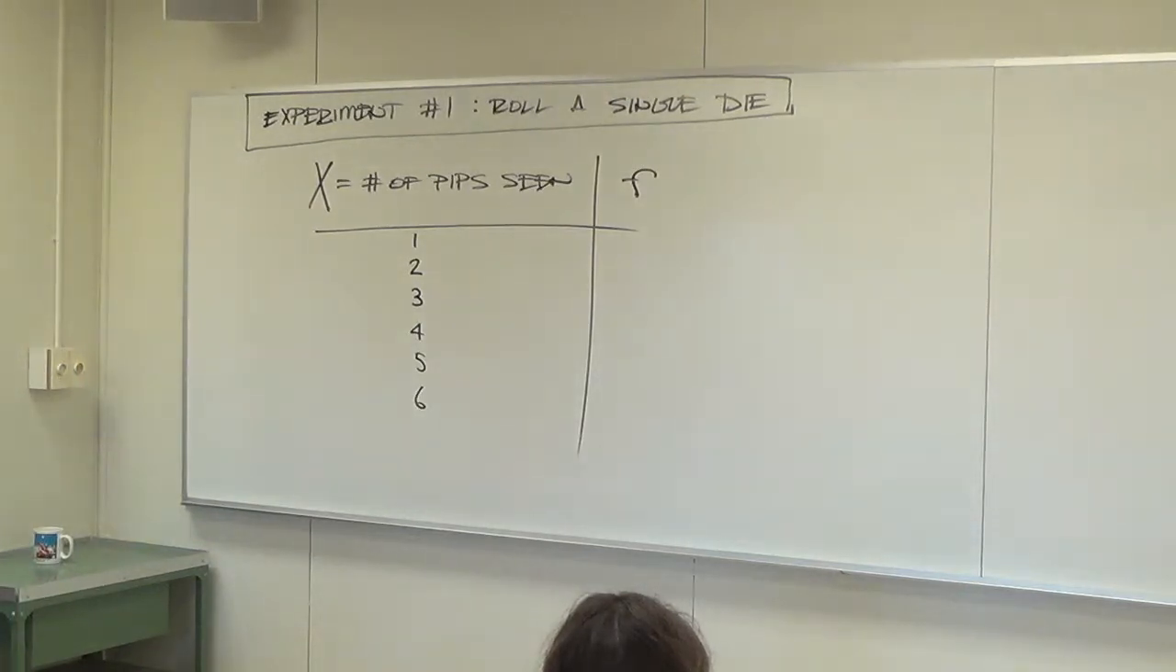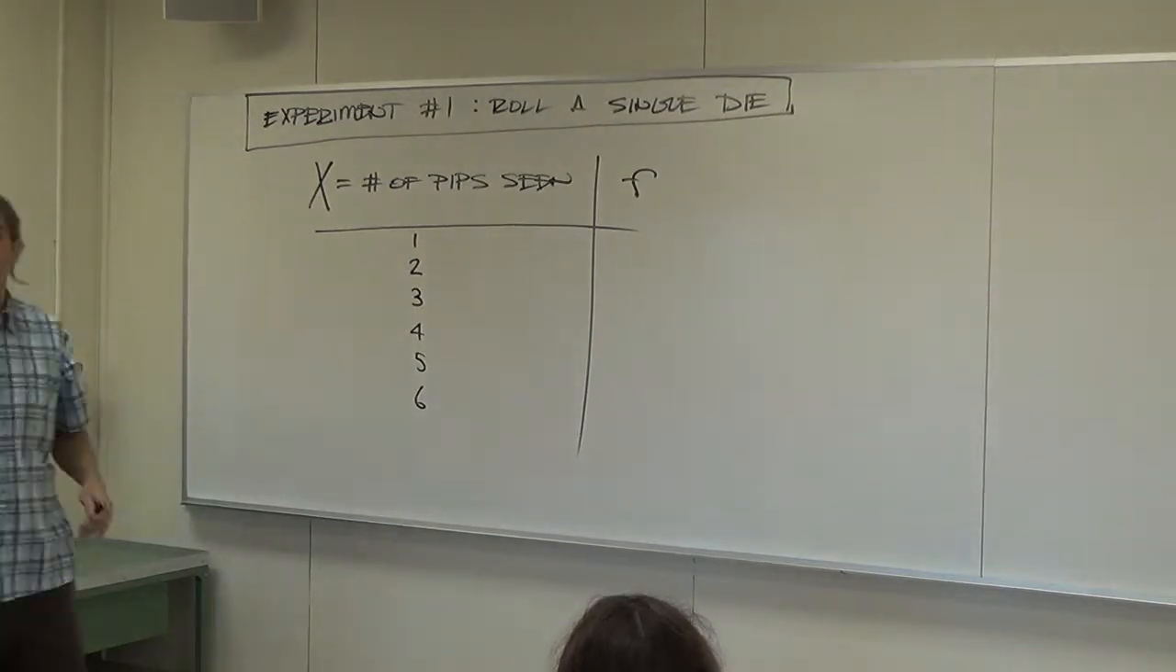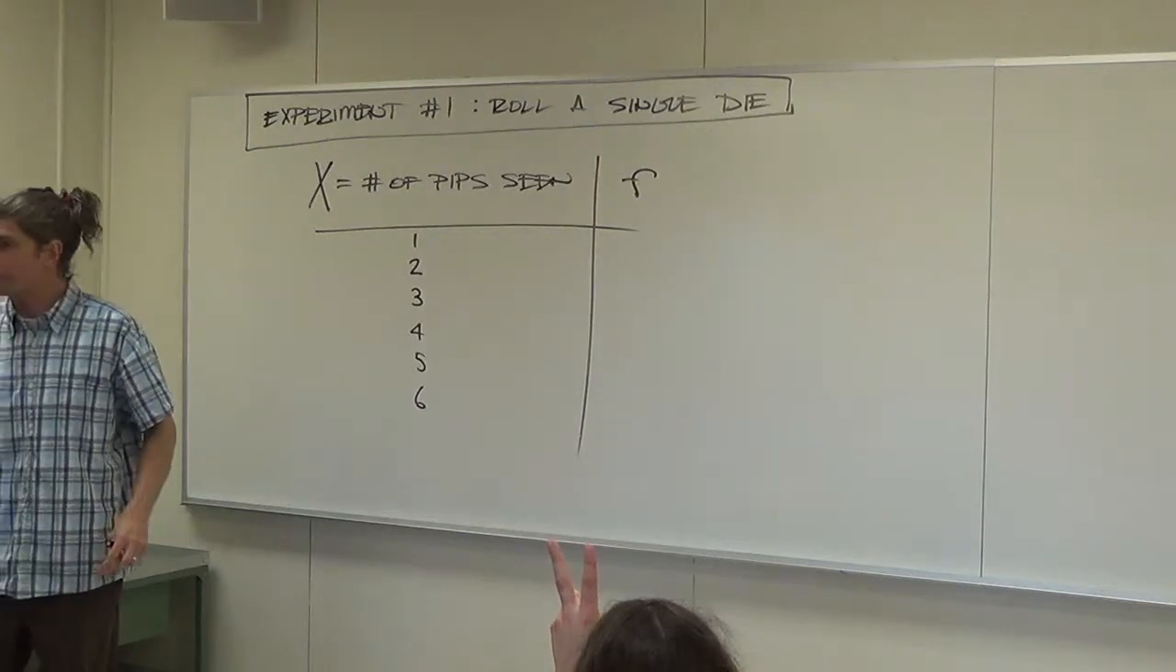Let's keep track. I'm going to call each one out. If you got that number, raise your hand and show me with fingers how many you got. Does that make sense? So, 1. How many got 1s? Let's hold up the fingers and I'll try to do this correctly.